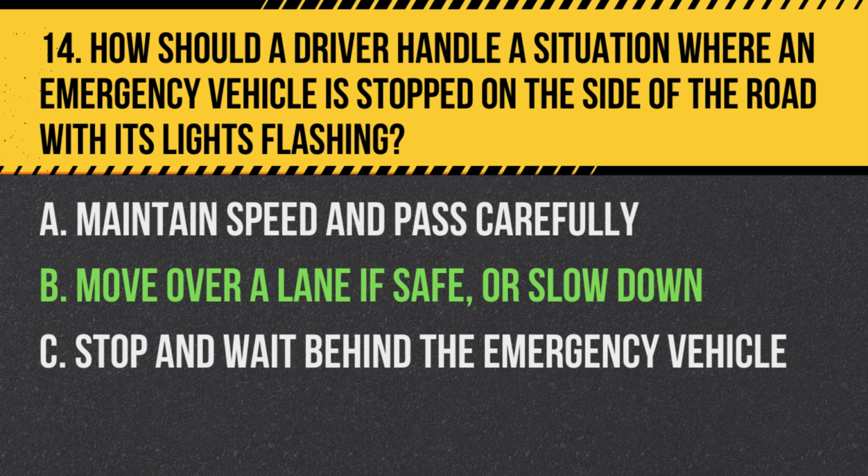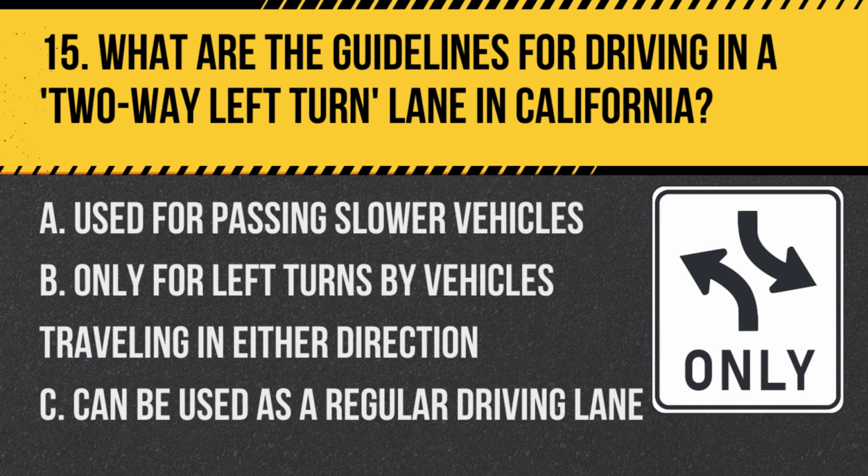When passing a stopped emergency vehicle with flashing lights, move over a lane if safe to do so or slow down. Question 15. What are the guidelines for driving in a two-way left turn lane in California? A. Used for passing slower vehicles. B. Only for left turns by vehicles traveling in either direction. C. Can be used as a regular driving lane. Answer. B. Only for left turns by vehicles traveling in either direction.